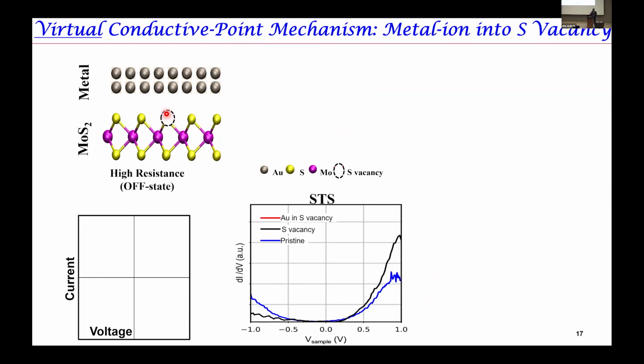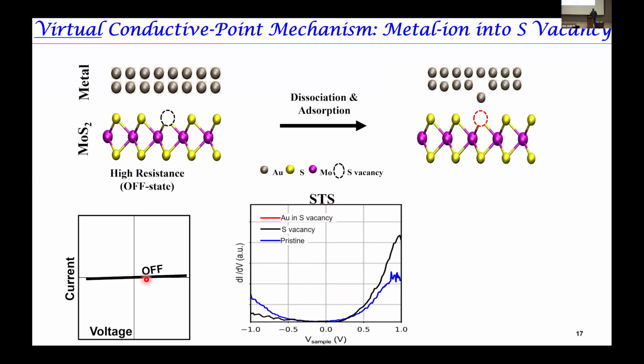in this material. The vacancy itself is not conductive. So if you do STS spectroscopy, you see the pristine one is the blue one. The vacancy curve is very similar. You have a band gap. When you do measurements, there's no current flowing.